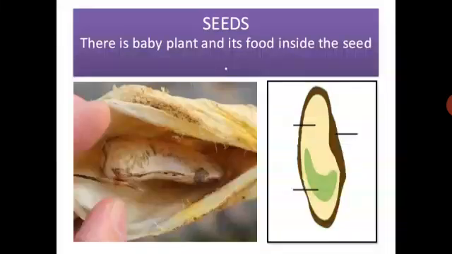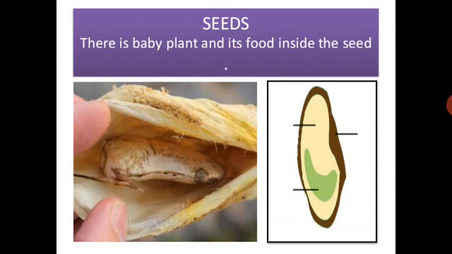Now the seed. There is a baby plant and its food inside the seed. We can observe the picture. When we open the seed, we can see a baby plant inside. Observe both figures. And for that baby plant, food is also stored inside the seed. In the second picture, we can see the green colored baby plant and the yellow colored baby food. And brown color is the seed coat. So inside the seed coat, the baby plant and its food are stored.